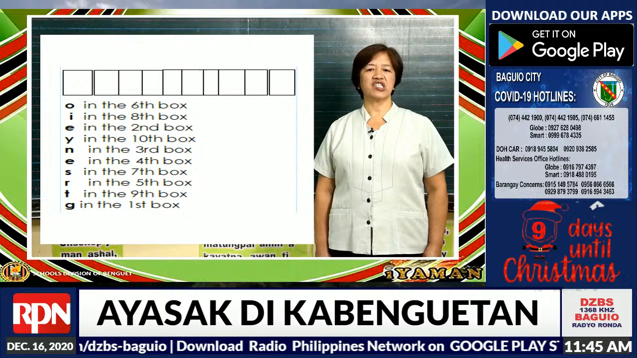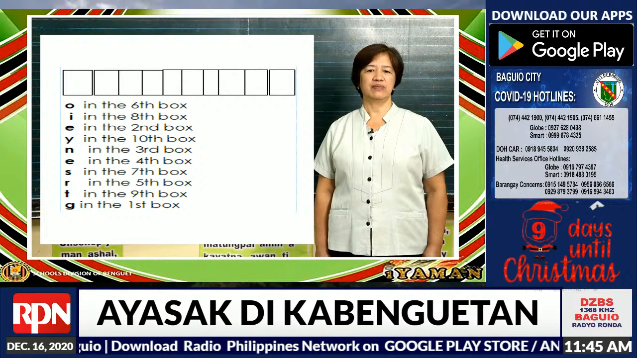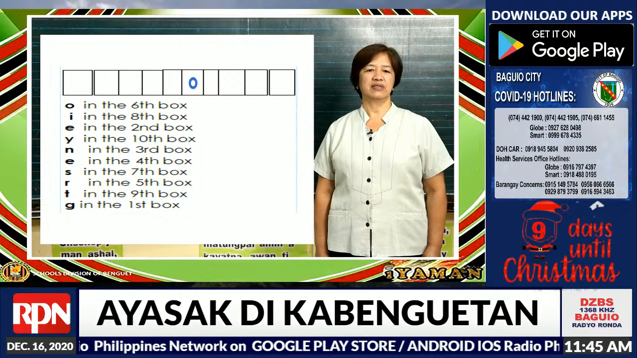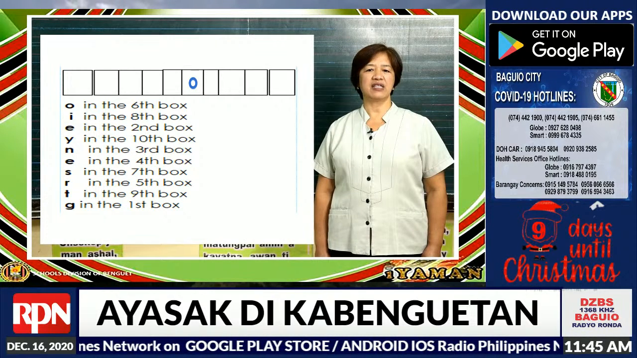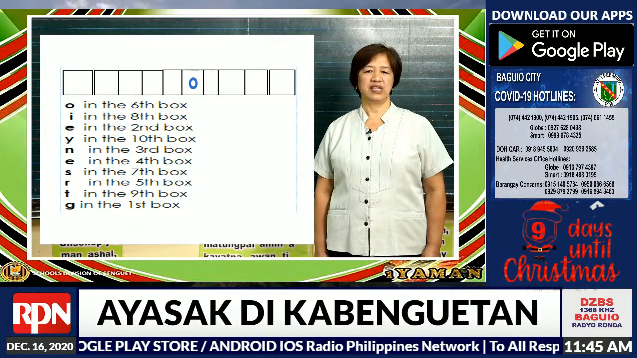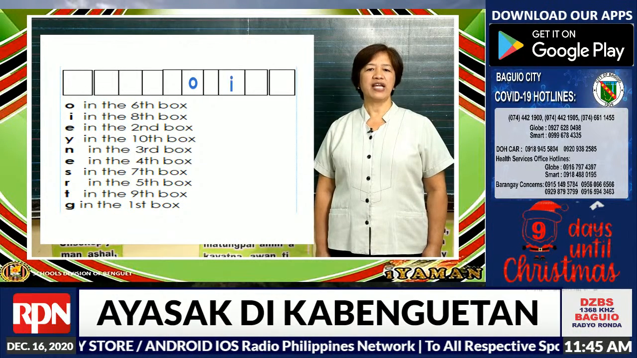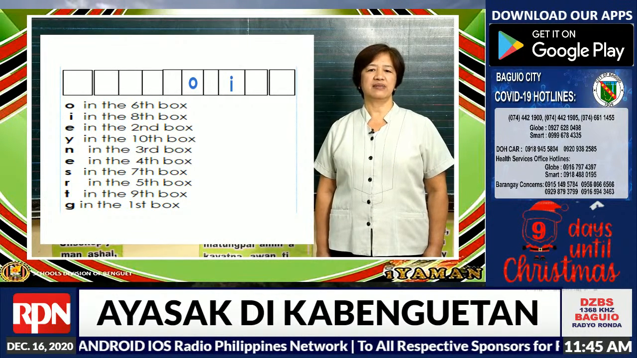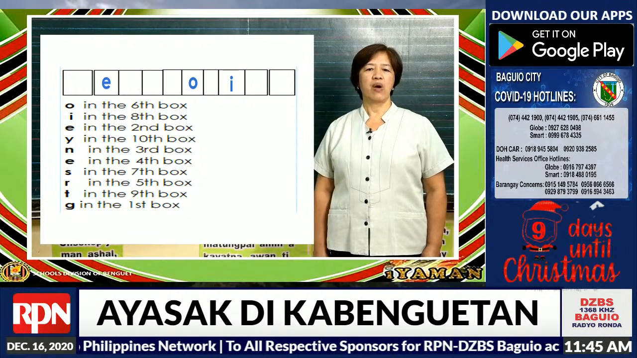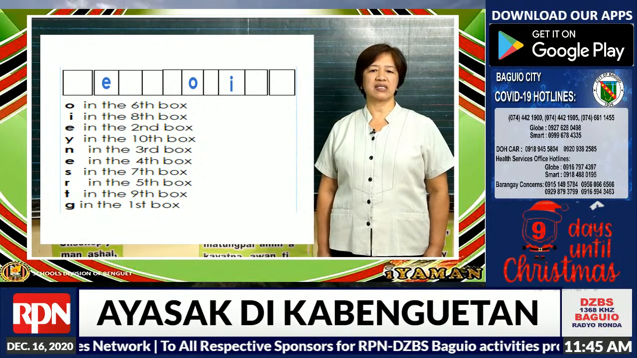Write O in the 6th box. Very good. Write I in the 8th box. Yes, very good. Write E in the 2nd box. Okay, very good. Write Y in the 10th box.